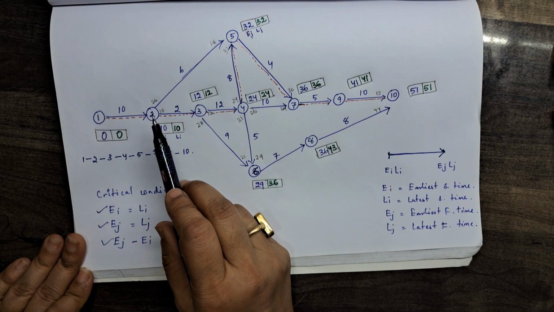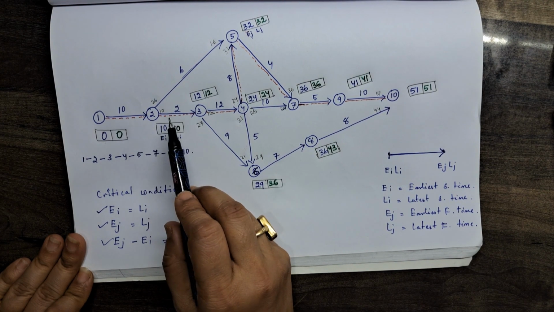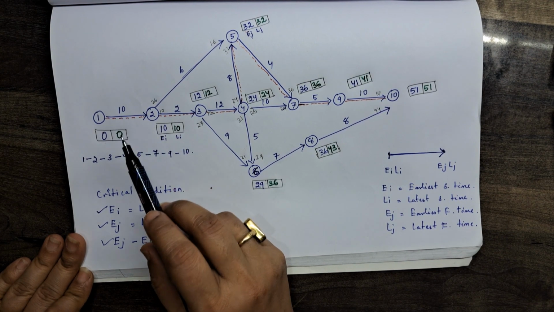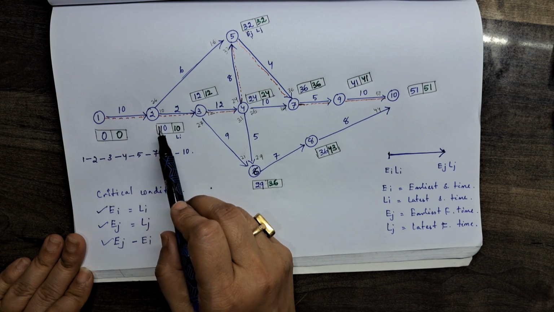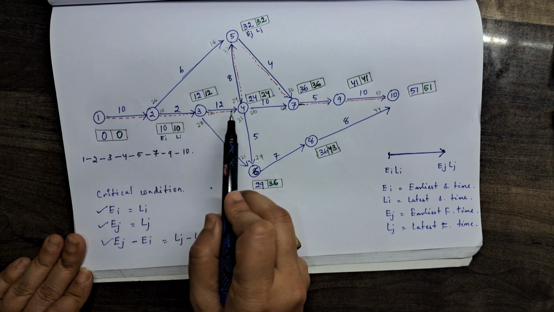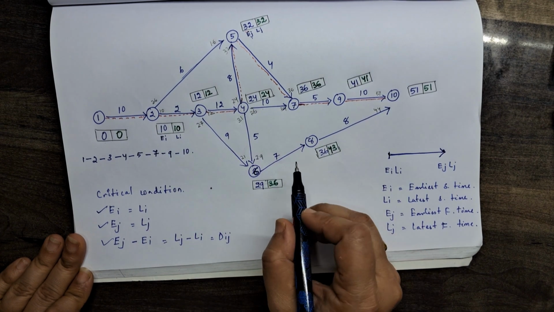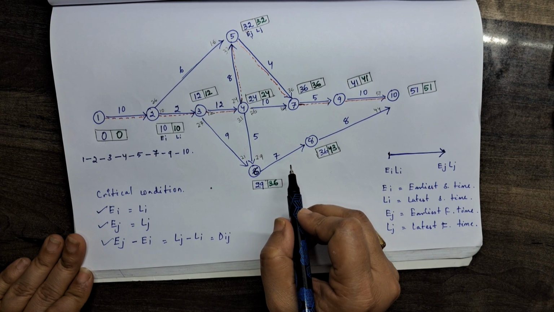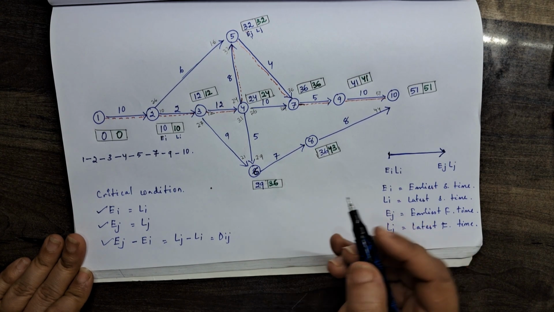So, according to the question, we got the earliest start time, latest start time, earliest finish time, latest finish time and the critical path of the network.